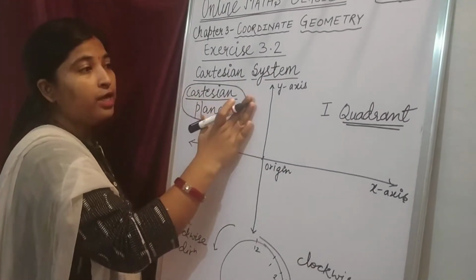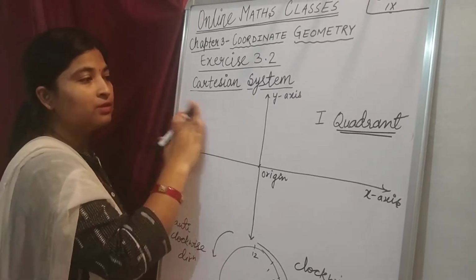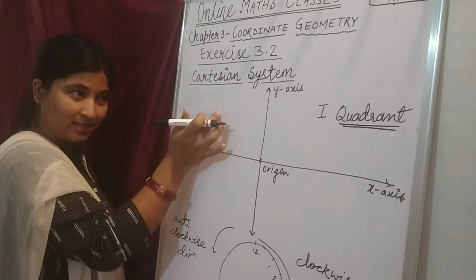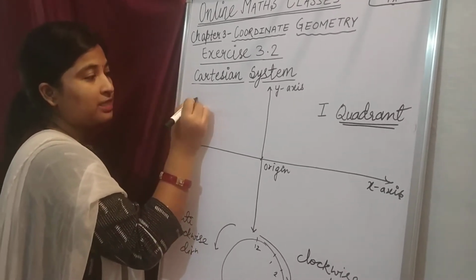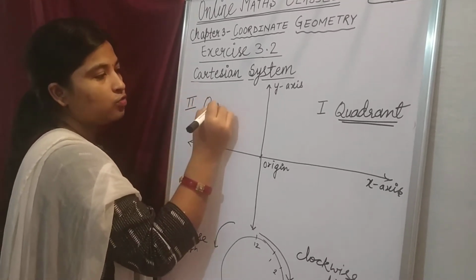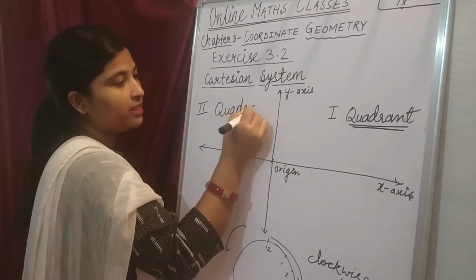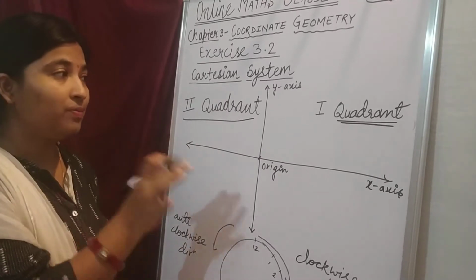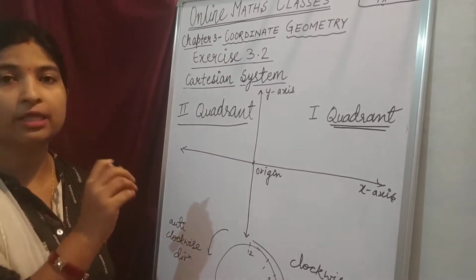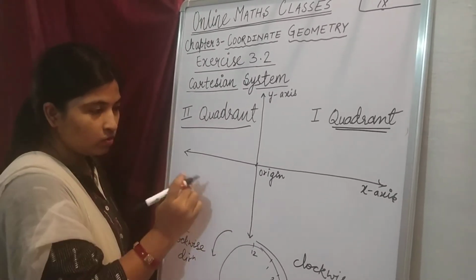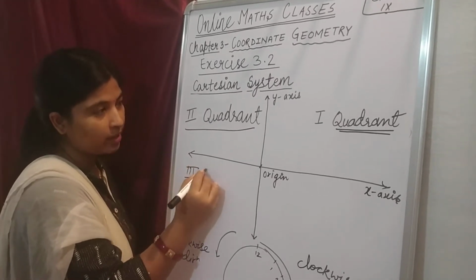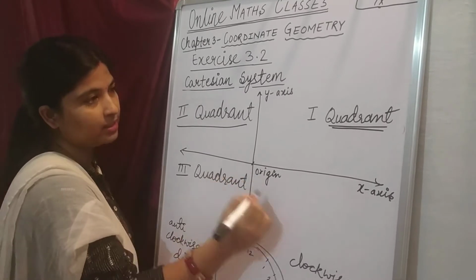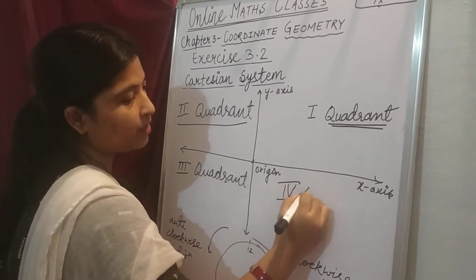Okay, now the second is I have to move in anti-clockwise direction. So from first I'll move like this. This is my second. So this is my second room, or this room is known as quadrant. So this is my second quadrant. Any point lying in this place will be known as that they are lying in the second quadrant. Now the third quadrant, and last one is fourth quadrant.